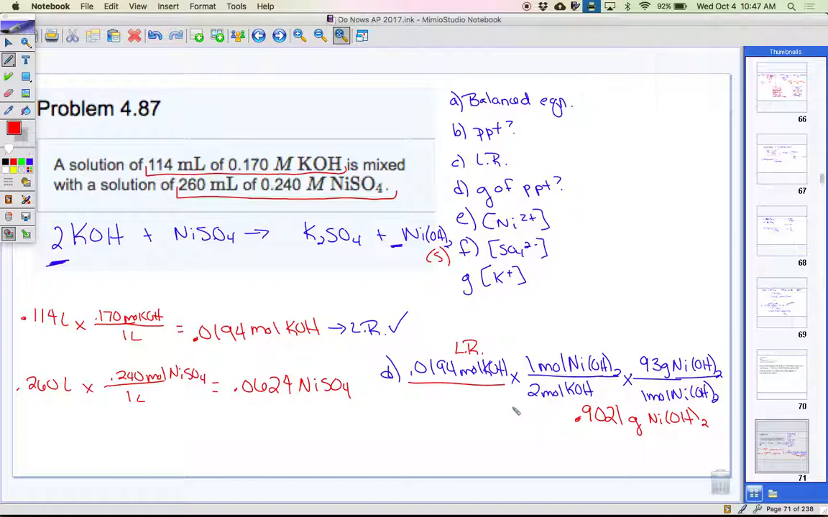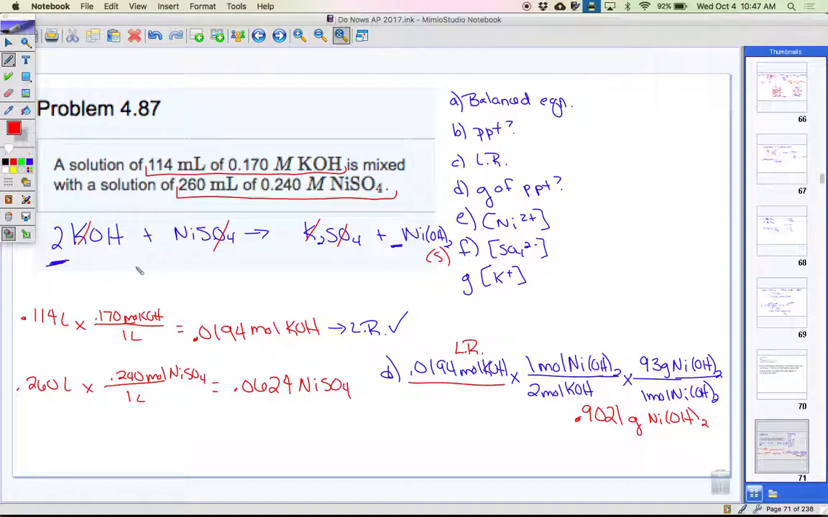When you get to E, E is the one that's trouble, okay? Actually, F and G are easier than E. So maybe we need to start with F and G. This will be easier to see if you look at the net ionic. What's going to end up going away in the net ionic? What's going to be your spectator ions? Potassium and sulfate end up being your spectator ions.